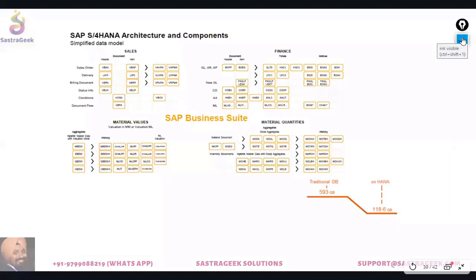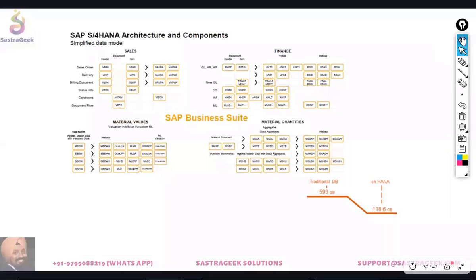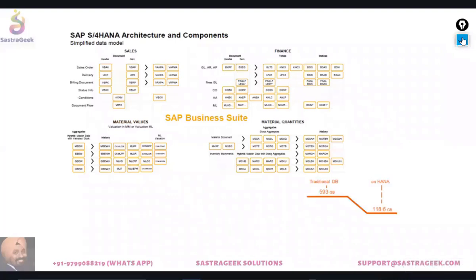Before I move into it, if anyone has any question, please go ahead. Okay, if you don't have any questions, I will go ahead and explain how the data footprint will be further reduced. This data footprint reduction will only happen when you move to S/4HANA. If you have just moved to your HANA database and the data model has not been changed, this footprint reduction will not come into the picture.